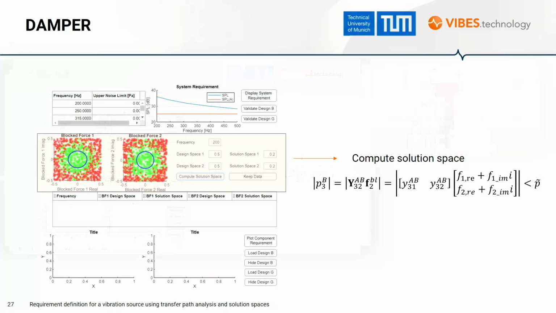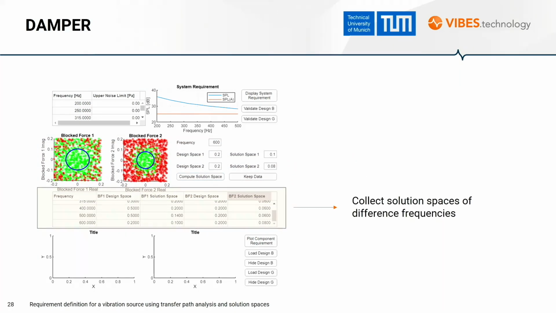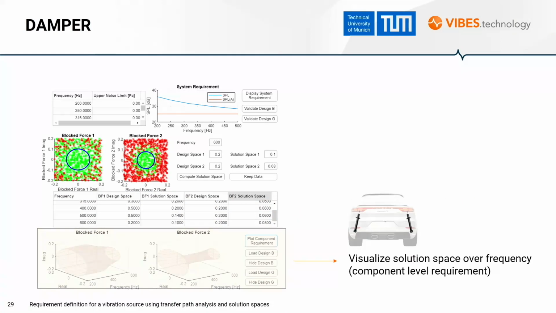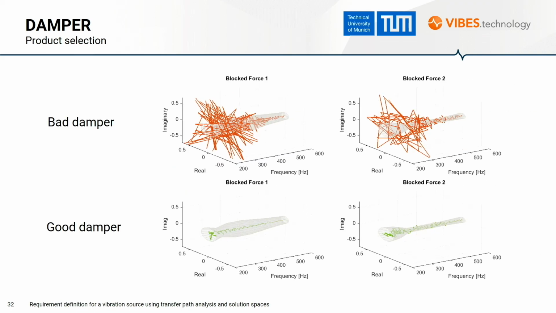So the complex block forces are sampled. For each sample design, we compute the sound pressure based on measured FRF of a real vehicle. In the end, all the circles are summarized and visualized by connecting them over frequency. So in the end, this is the computed requirements for the damper. So through this process, we can compute the requirements for the damper based on the system level requirements. So it's kind of a process of target cascading.